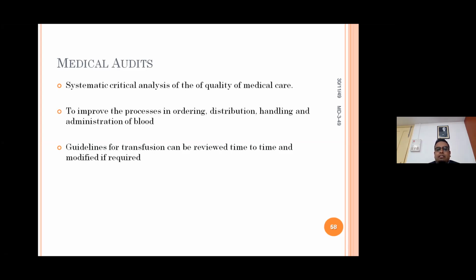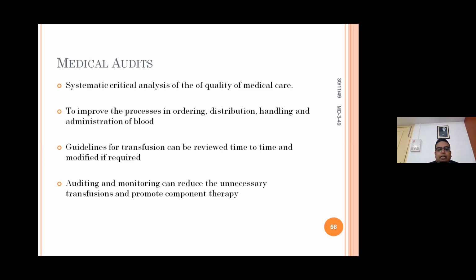And in the field of medicine, guidelines keep on changing. So guidelines for transfusion can be reviewed from time to time and modified if required. So medical audits will help you in this. And auditing and monitoring can reduce the unnecessary transfusions and promote component therapy. So when you are auditing and monitoring, and you happen to see that unnecessary transfusions are still continuing, or component therapy is not being implemented, maybe you can make some corrections.